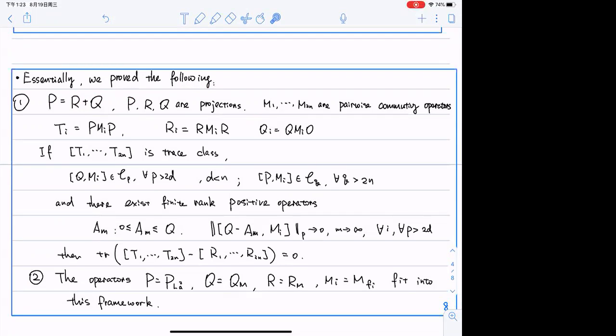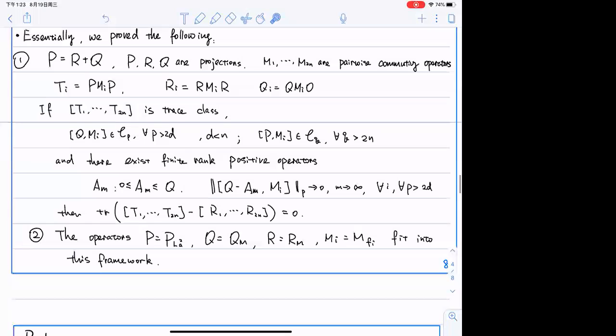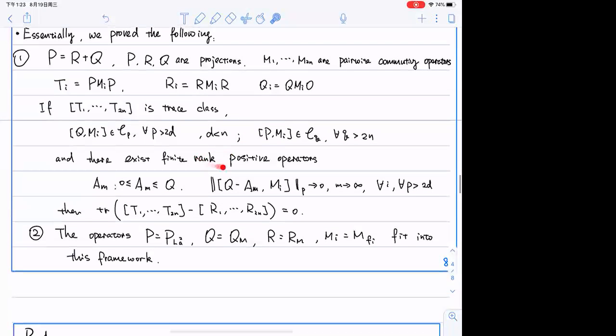Abstractly, you have a 2m-tuple of pairwise commuting operators, and you define these compression operators. If you know that the compression on the big one is trace class, and we need some commutativity here, then that's just a generalization of what we know on the quotient space. And what we do is a finite rank approximation.